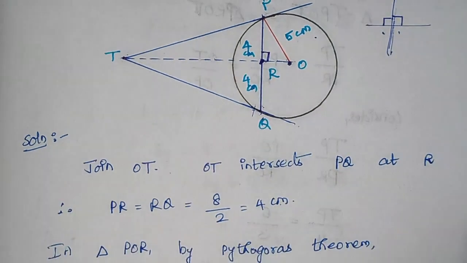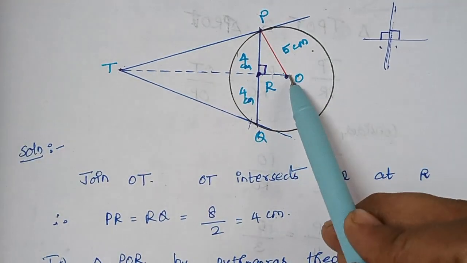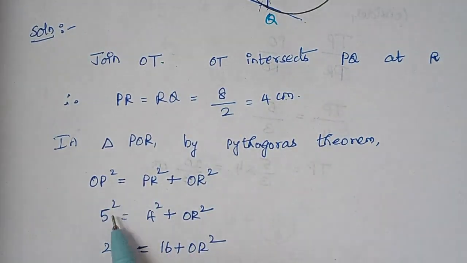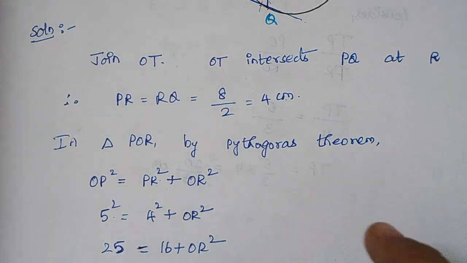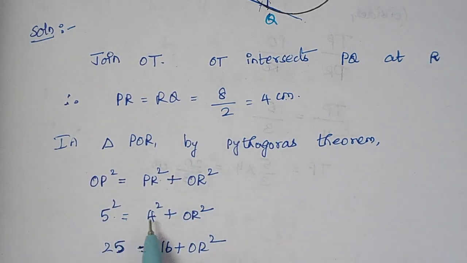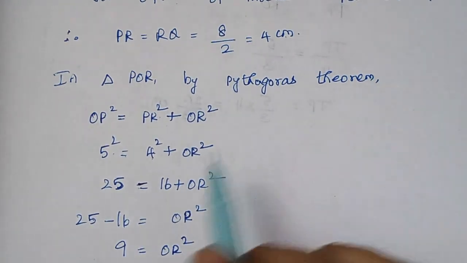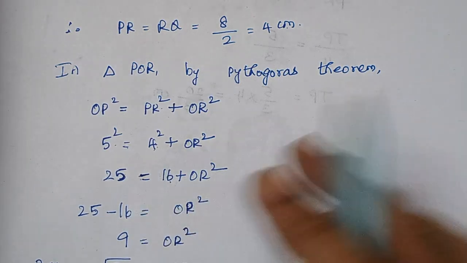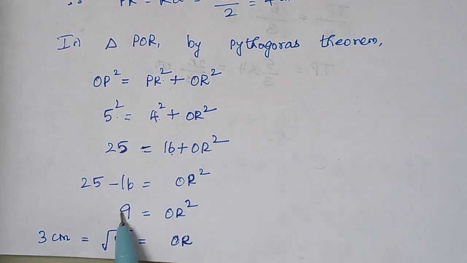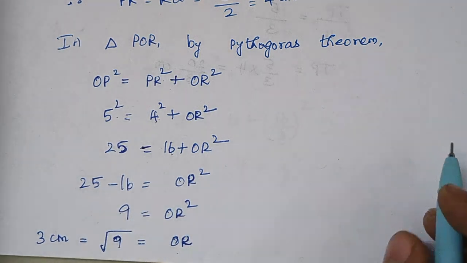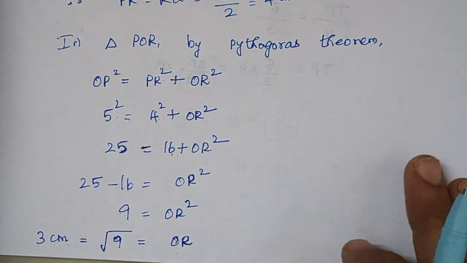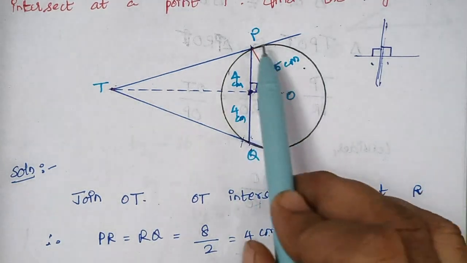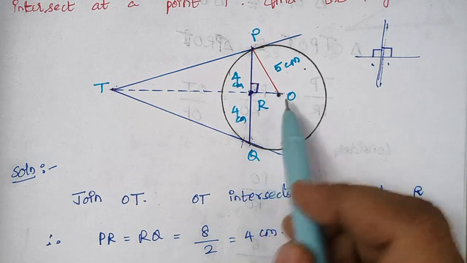When you apply the Pythagoras theorem, we can write OP square is equal to PR square plus OR square. OP is 5 and PR is 4, so just substitute the values. So 5 square is equal to 4 square plus OR square. 5 square is 25 and 4 square is 16. We need OR square, so just move this 16 to the left hand side. 25 minus 16 gives you 9. And when you take the square root, the value of OR is equal to 3 centimeters. So now we have found the values of all the sides; the unknown side OR is calculated.